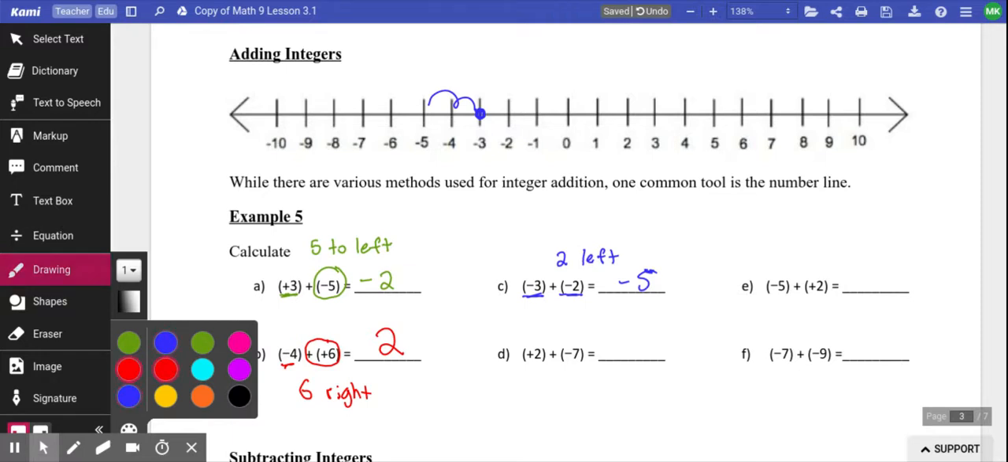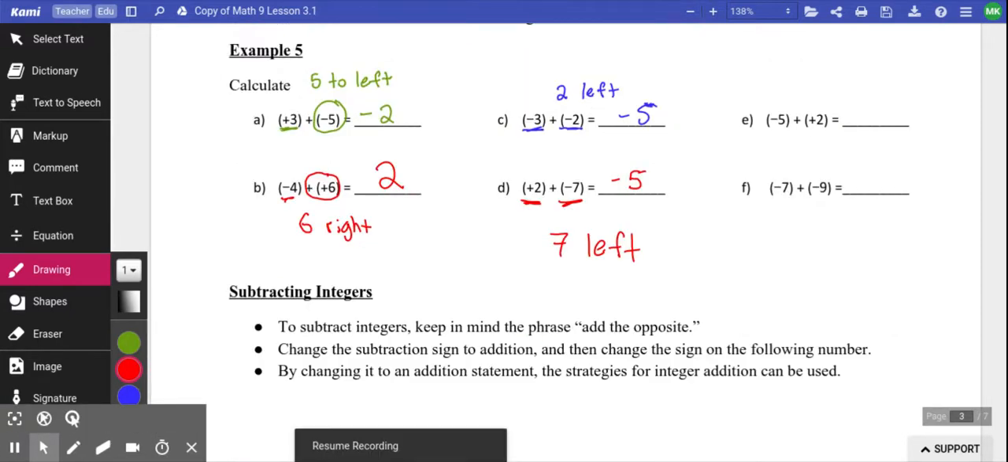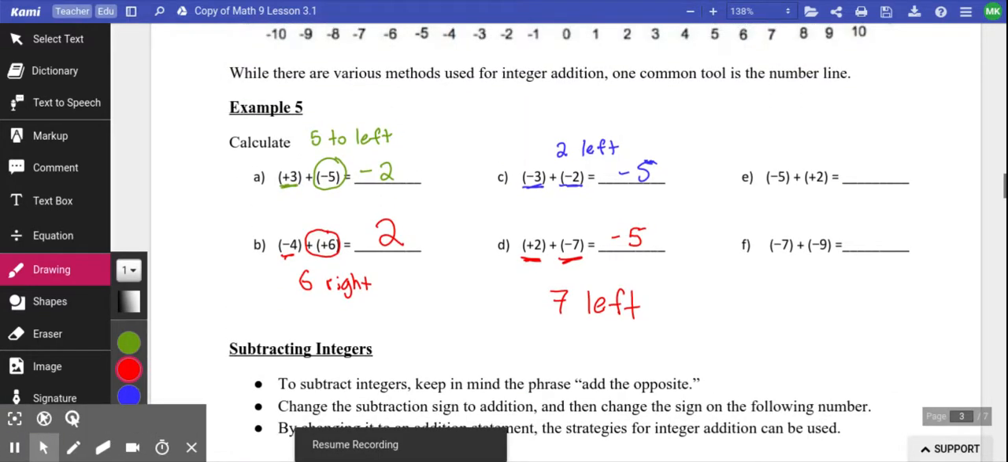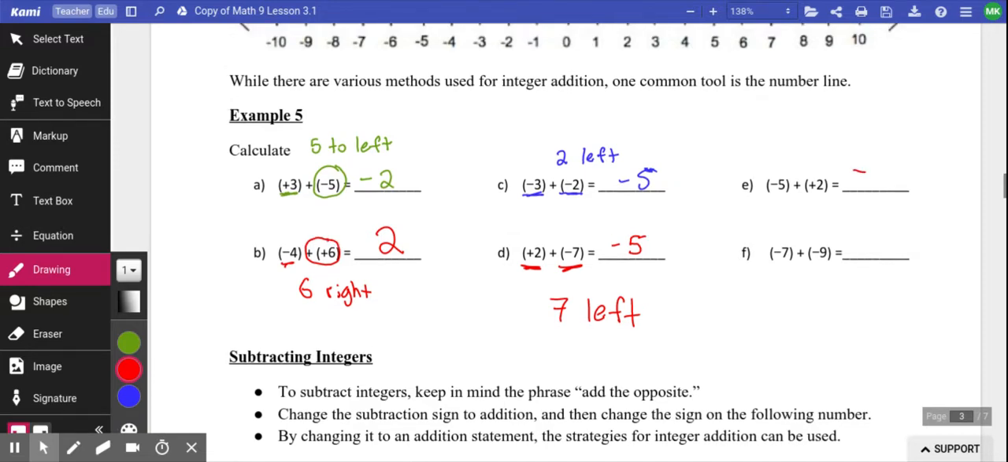The next one, I'm starting at +2. I'm adding -7. That means I want to go 7 left because it's negative. So 1, 2, 3, 4, 5, 6, 7. It's also -5. Awesome. You can do E and F on your own. E starts at -5 plus +2. That means 2 to the right. That would be -3.